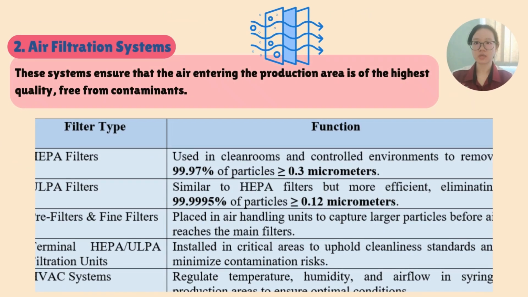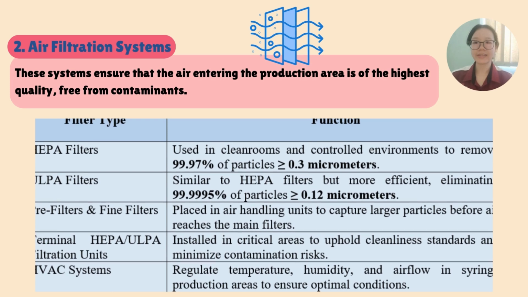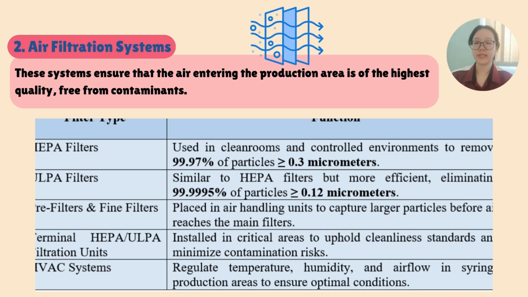Next, we have air filtration systems, which are essential for keeping the air in production areas clean and contaminant-free. HEPA filters remove 99.97% of particles that are 0.3 micrometers or larger. ULPA filters are even more efficient, removing 99.9995% of particles as small as 0.12 micrometers. The pre-filters and fine filters help by trapping the larger particles before the air reaches the main filters. Terminal HEPA or ULPA units are installed in critical areas to reduce the contamination risk. Lastly, the HVAC systems control the temperature, humidity, and airflow to maintain optimal conditions for sterile production.